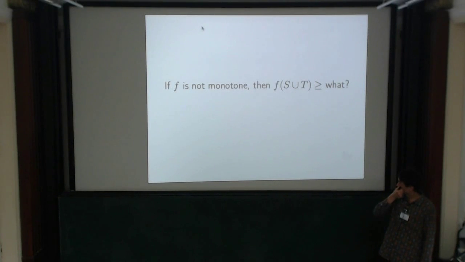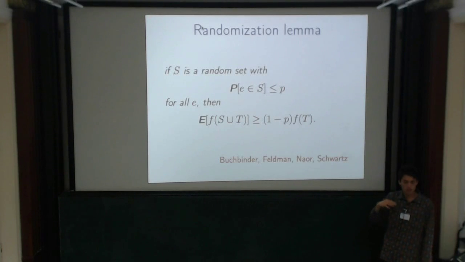And from there, the question becomes what I'm going to do about this guy. And so this might be the lemma maybe underneath Rico's top left box, and this is by Buchbinder and Feldman et al. If I bound the probability of any element being in S by 1/2, then S union T gets me at least 1/2 of f of T. So this is very wieldy and very nice.